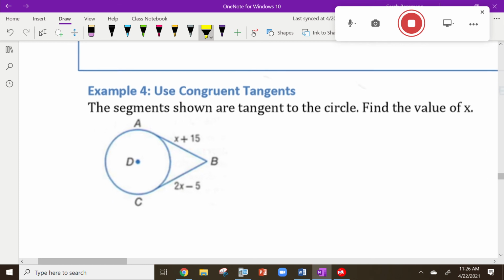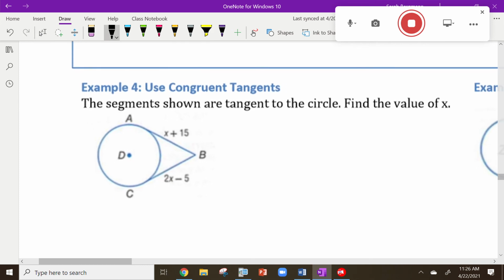Let's use this in an example. It says the segments shown are tangent to the circle, find the value of x. Since they're tangent to the circle and they're both coming from point B, we know that they're congruent. So I can set their measures equal. X plus 15 must be equal to 2x minus 5. Add 5 on both sides, subtract x on both sides, and you'll get the value of x is 20.